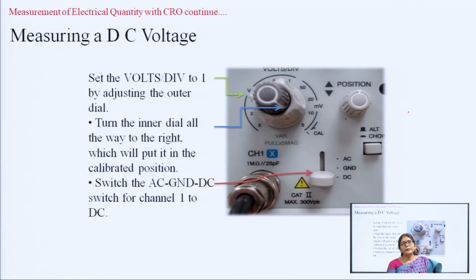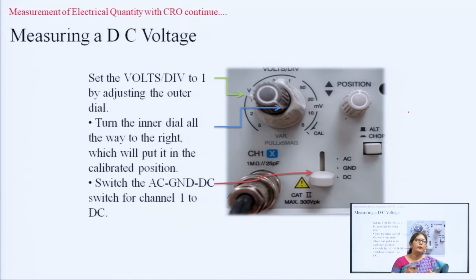Similarly, suppose we want to see the waveform also. At that time what will we do? We will vary the volt per division knob of that particular channel where we have applied the input signal. By varying this knob, we can change the position of the amplitude of the signal. Suppose the amplitude of the signal is very high and it is not appearing inside the screen, then we will change this position so that it can come inside the screen and we can measure the signal.